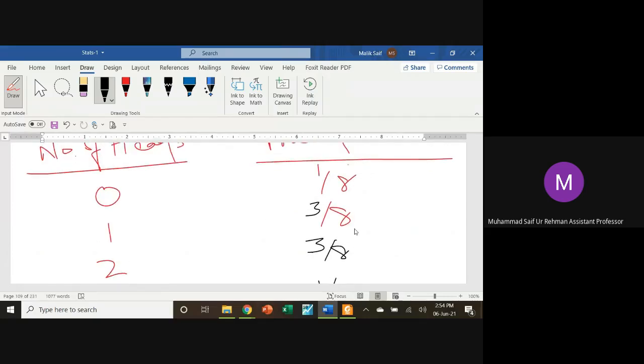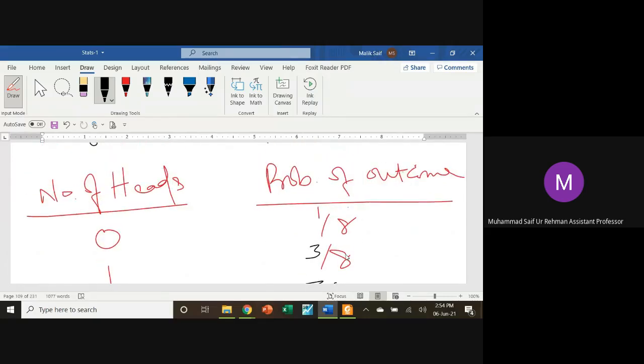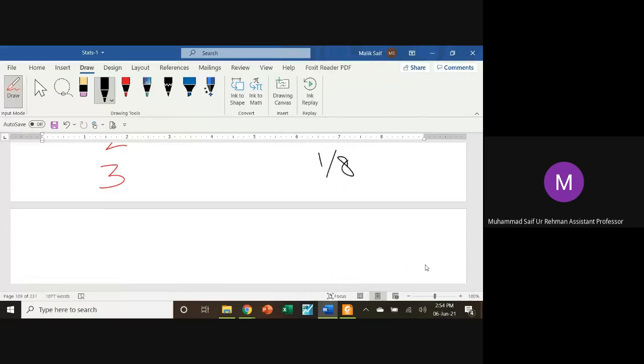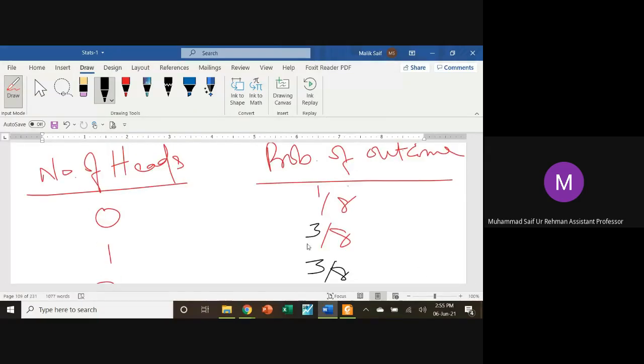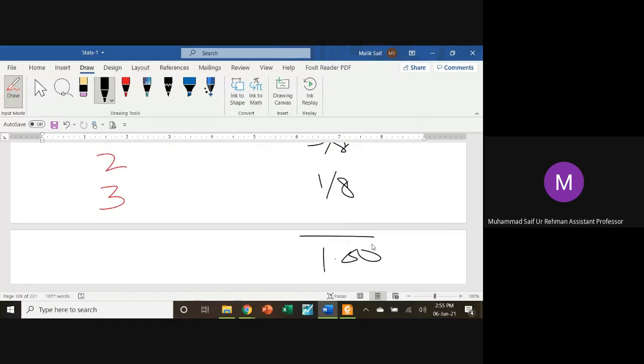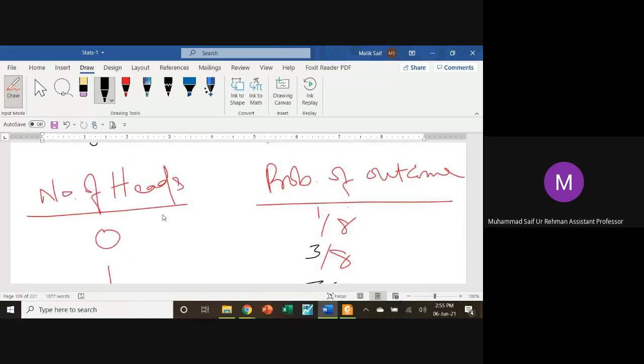Now, we know that the events are mutually exclusive and they are exhaustive. So the sum of these probabilities will equal 1. You may check it. 1 plus 3 is 4, plus 3 is 7, plus 1 is 8. 8 by 8 is equal to 1. So it means that we have distributed the probabilities. We have given the probability to each possible outcome.